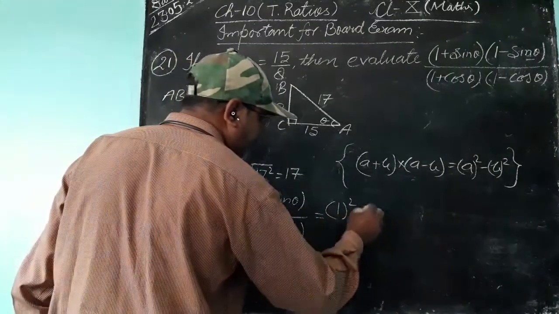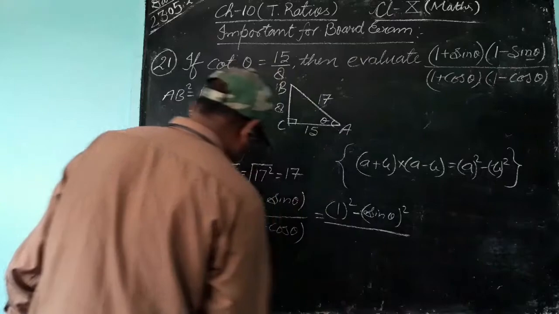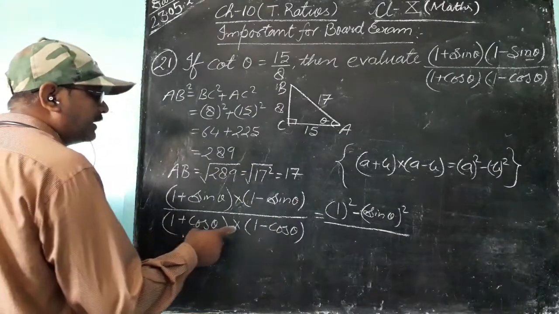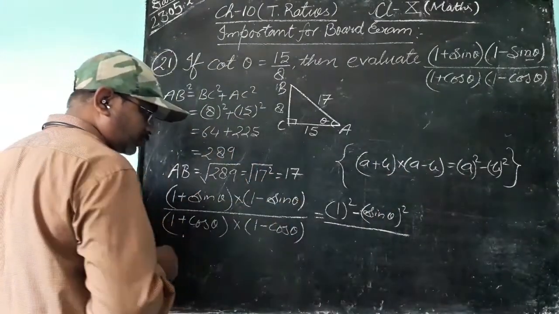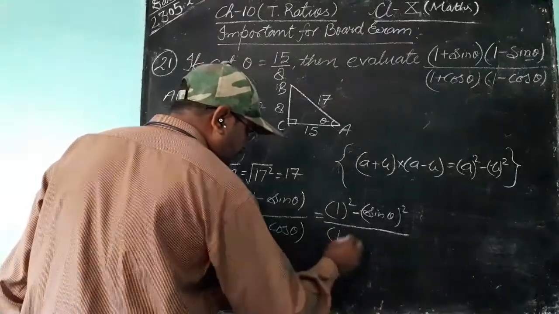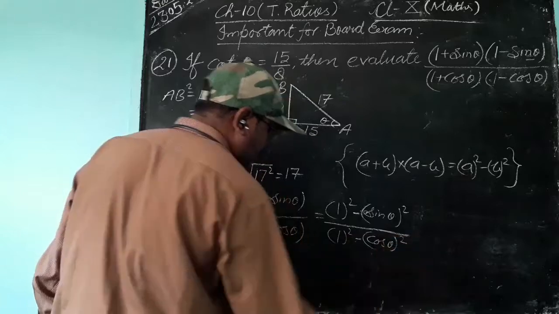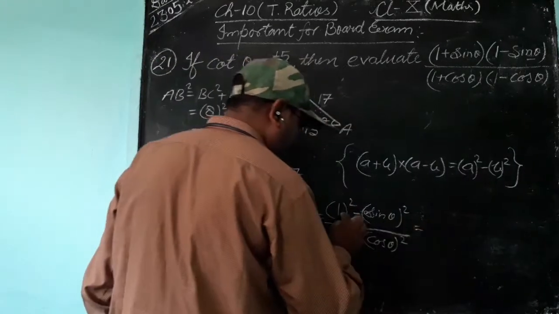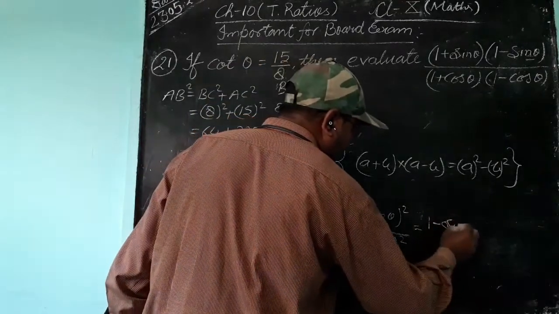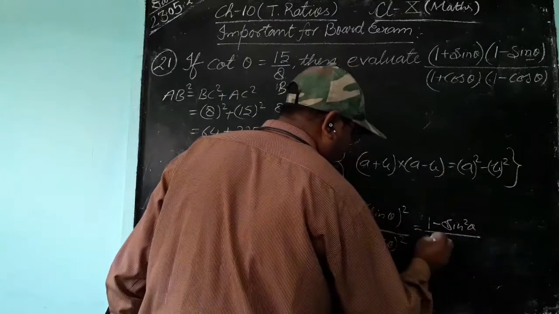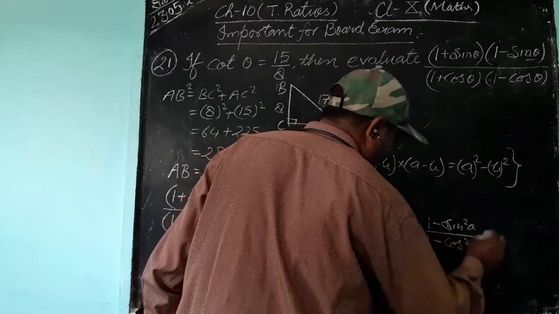B is given sin theta the whole square upon, the same way, 1 by (A plus B) into (A minus B). You follow that identity in this also. Then there will be 1 by square minus cos theta the whole square. Clear? Finally you will get 1 by square, 1 minus sin square theta upon 1 minus cos square theta.